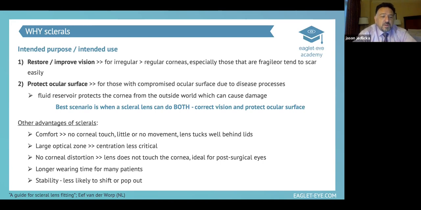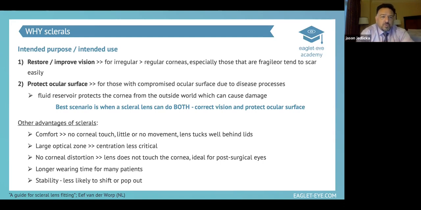There's also larger optic zones with scleral lenses than corneal GPs, so we can often get better quality of vision without issues with glare from a small optic zone lens, especially for our keratoconic patients. Again, no corneal distortion. The lens doesn't touch the cornea. It doesn't create warpage. We also see longer wearing times for many of our patients, and the stability issues with scleral lenses where they stay put on the eye, they don't shift or pop out.